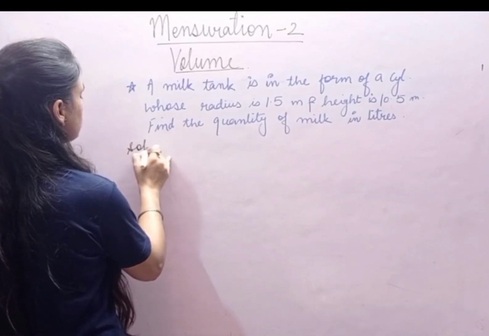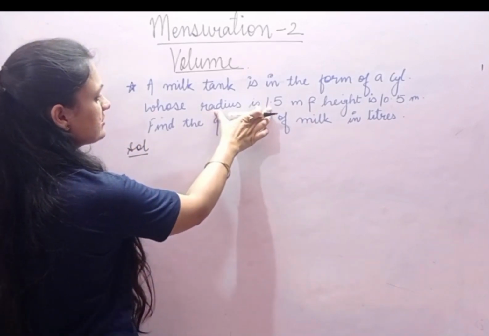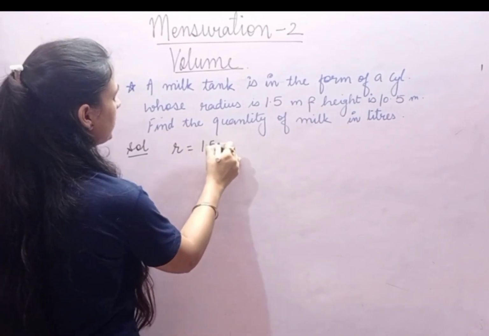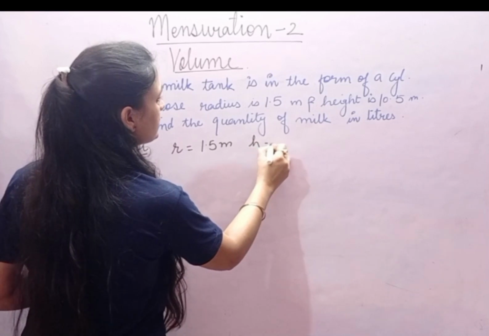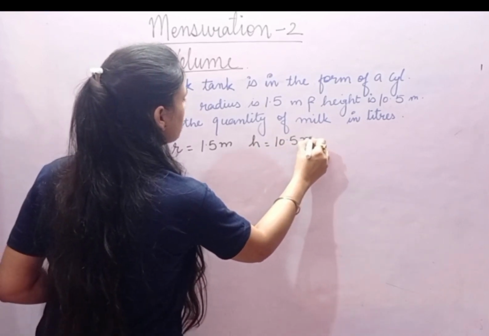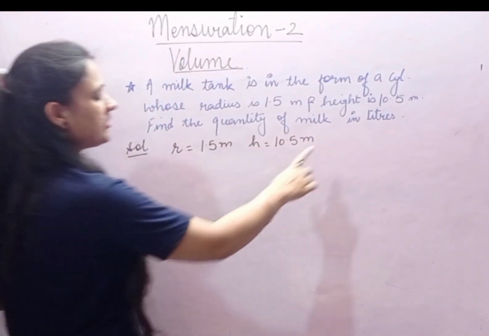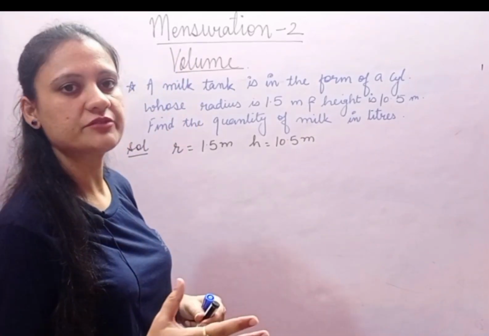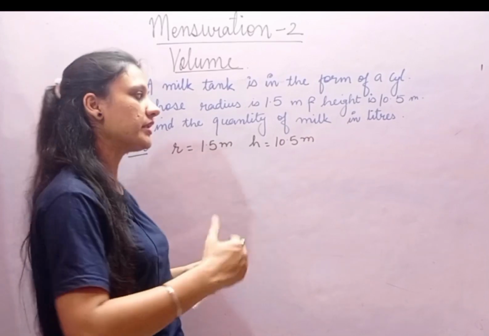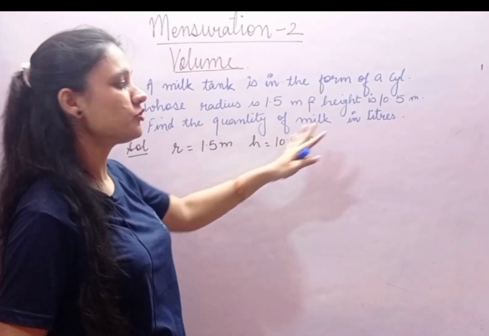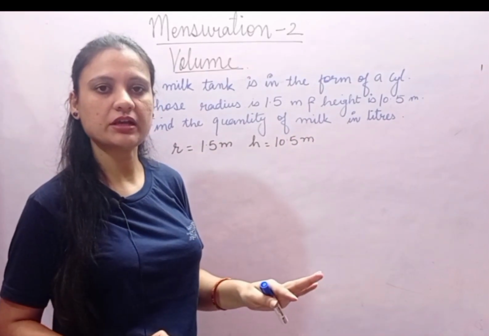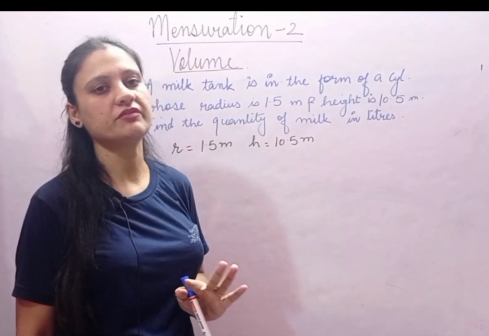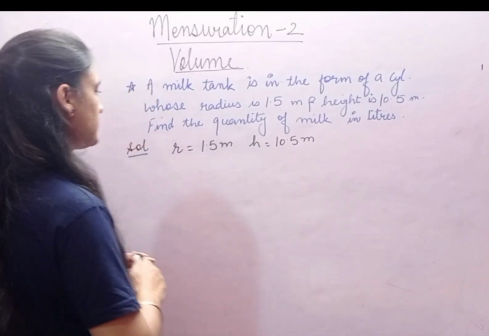In this question, what they have given us is radius and height. So let us write down here. What is the radius given? 1.5 meter and height is 10.5 meter. Children, this is given in meter and you have to convert into liters. When you find the volume, obviously it will come in meter cube. Whenever you are converting meter cube to liter, you have to multiply by 1000, and when you are converting centimeter cube to liter, you have to divide by 1000, right? So let us discuss here.